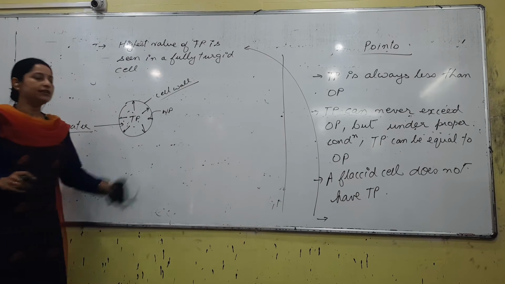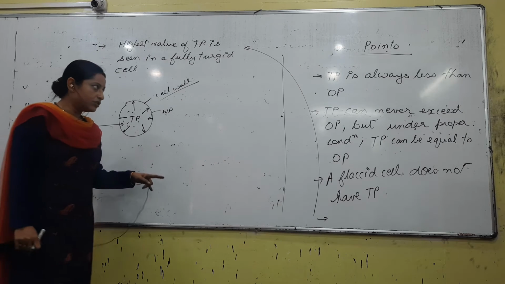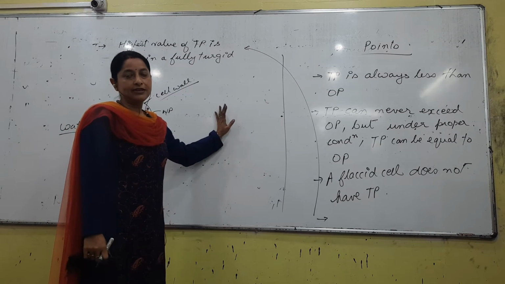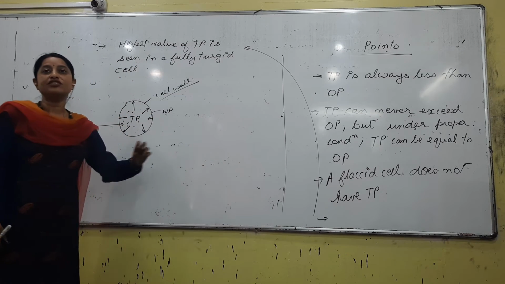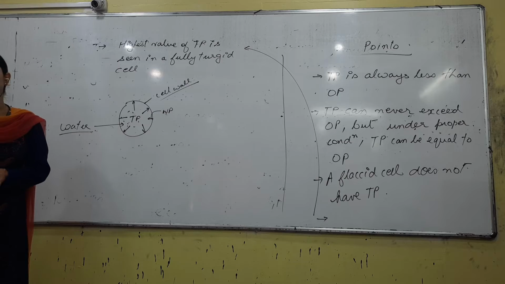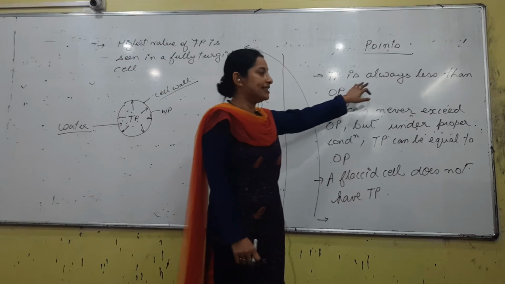Suppose cell wall pressure against TP is called WP. Next, certain points to remember: TP is always less than OP. If you are talking about TP, it is nothing but the pressure of the liquid molecules. If you are talking about OP, it is the pressure of the solute molecules. So, as compared, solutes have more pressure. So, TP is always less than OP.